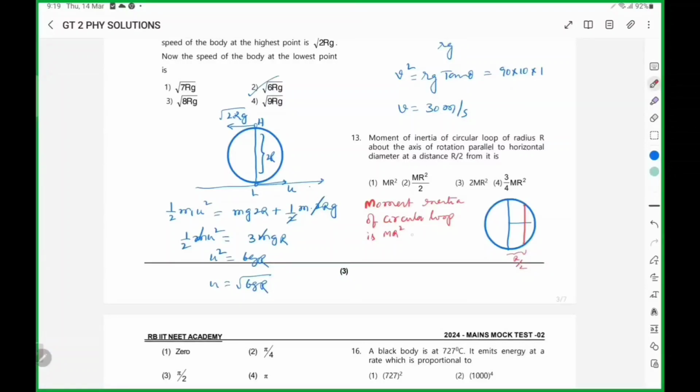About an axis, mr square by 2 about diameter, then about AB by parallel axis theorem, about diameter plus m r by 2 whole square. It is mr square by 2 plus mr square by 4, which is 3 mr square by 4.